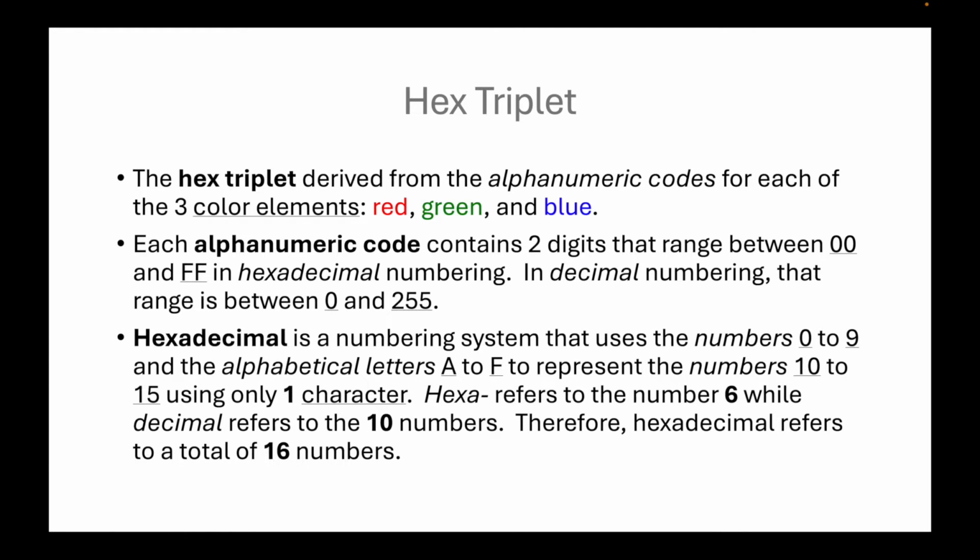Hexadecimal is a numbering system that uses the numbers 0 to 9 and the alphabetical letters A to F to represent the numbers 10 to 15 using only one character. Hexa refers to the number 6, while decimal refers to the 10 numbers. Therefore, hexadecimal refers to a total of 16 numbers.